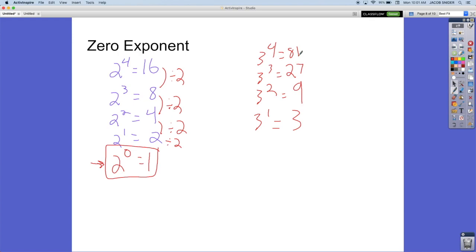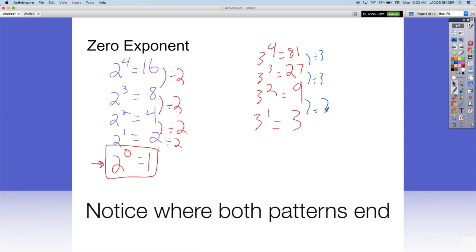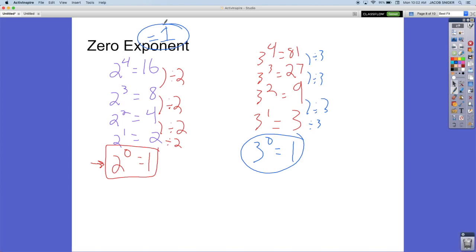Now instead of dividing by 2 this time, we're dividing by 3. Divide by 3. Divide by 3. So if I divide by 3 one more time, 3 divided by 3 equals 1. So guys, anything with a 0 exponent, the answer is 1. Pick your favorite numbers. Plug it into your calculators. Google it, whatever. 243 to the 0 power is going to be 1.